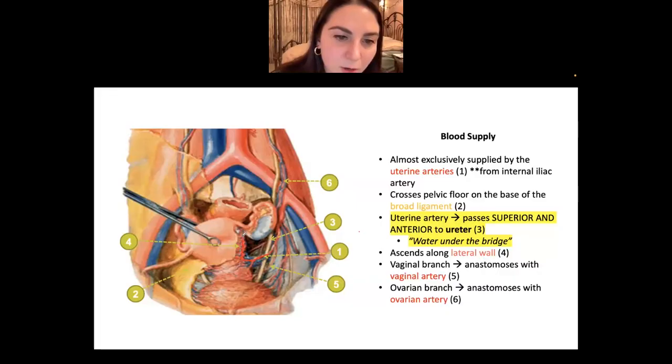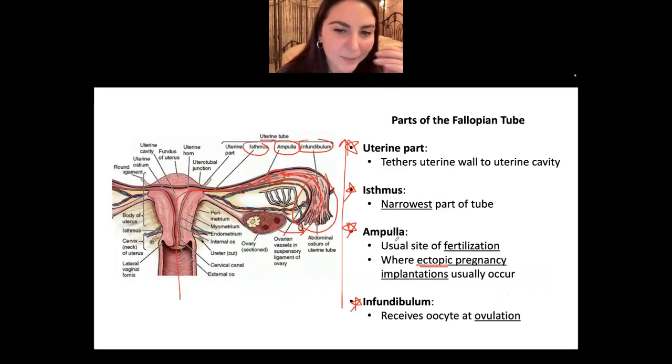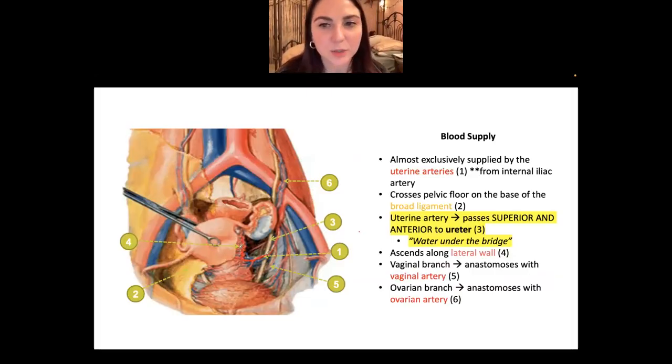You can see when the uterine artery comes up, it starts to go like this and it's just sending off branches. I don't think they're all labeled here, but they're pretty much all branches of the uterine artery. They do give them names, but regardless, the uterine artery is the most important.